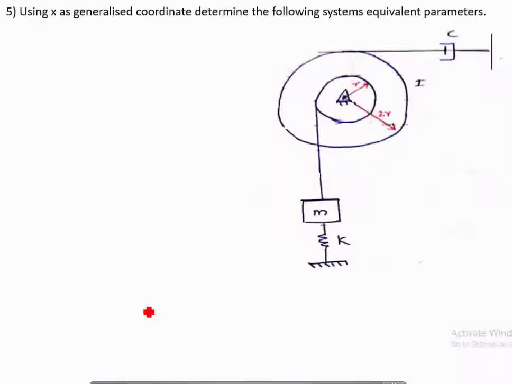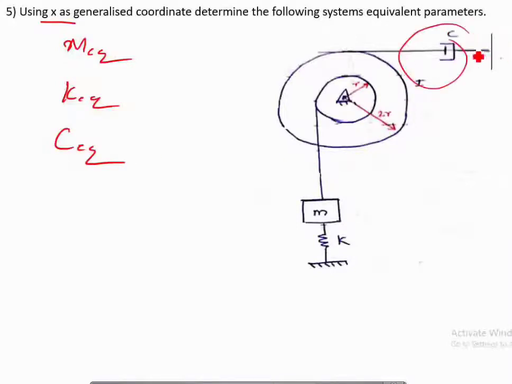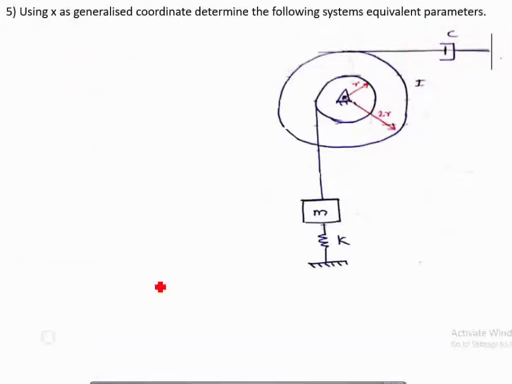So again they have asked you to find out x. I will solve some problems on theta as a generalized coordinate also. Now they are saying x as a generalized coordinate, so what do you have to find out? M equivalent, K equivalent, and obviously C equivalent because there is a damper over here. The damper is connected over here. Fine. Okay, so let's start.